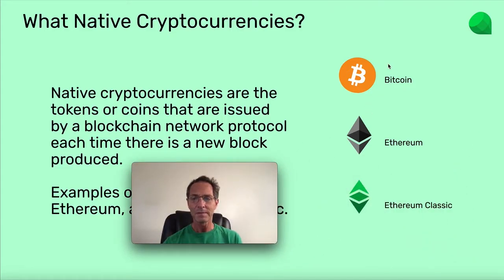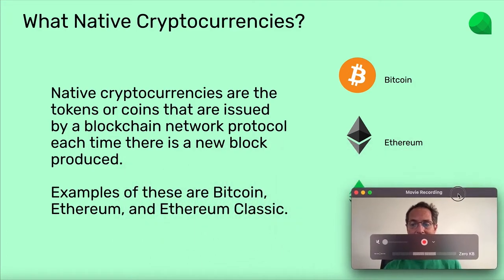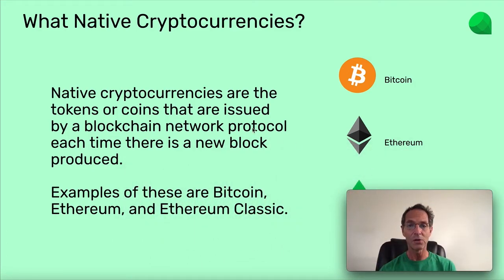Bitcoin was the first cryptocurrency. It is issued each time a new block, and only each time a new block is produced. And the same is the case for Ethereum. Ethereum was proof of work before, and now it's proof of stake, but it's still issuing coins on a per block basis. And Ethereum Classic is the same as Ethereum, but it stays with proof of work, and it also issues ETC on a per block basis.